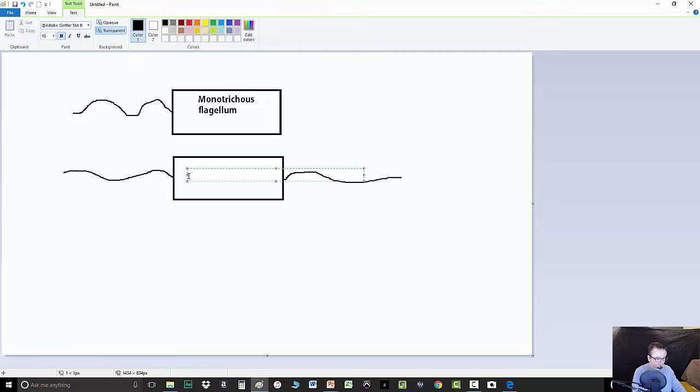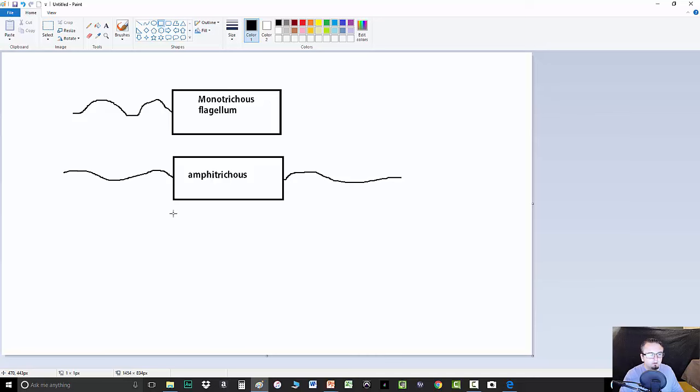So amphi, A-M-P-H-I, loosely translates to both. You'll see this in other types of terminology. Amphi is a Latin word that loosely translates to both. And amphitrichous then would be a tail on both ends, okay? And you could say amphitrichous flagella, flagellum, depending on the context.